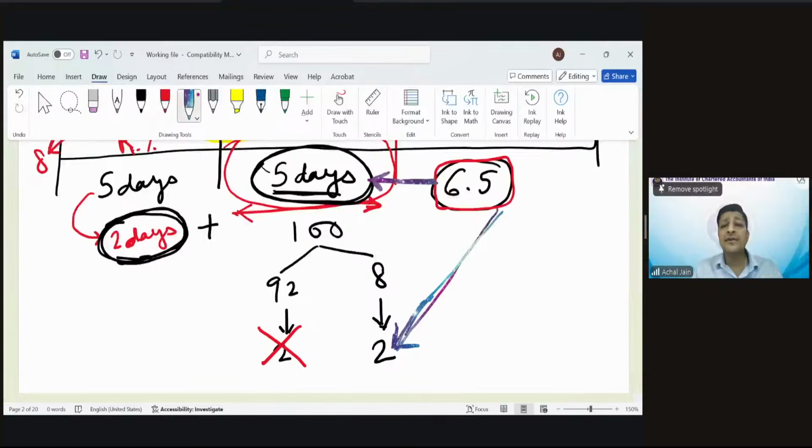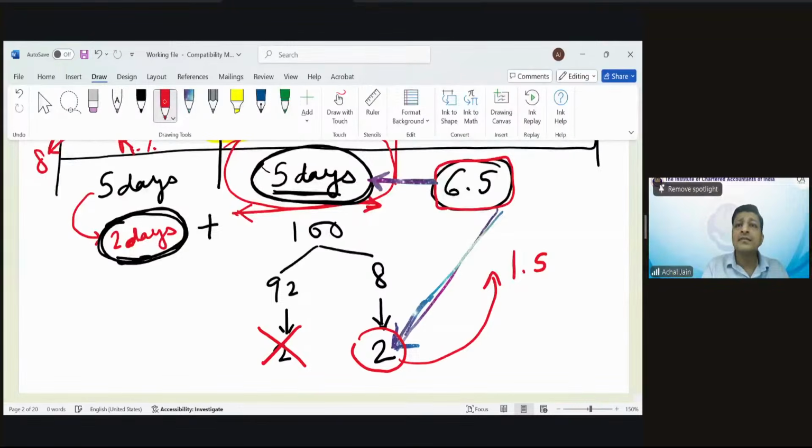So as a result, what will happen? Out of 2, 1.5 will go there, right? And the remaining 0.5, what will happen to that? That will also lapse. So you need to ignore that.